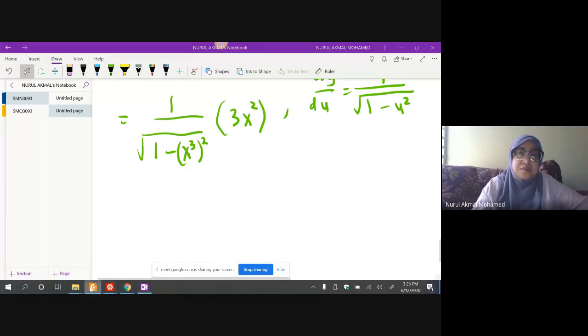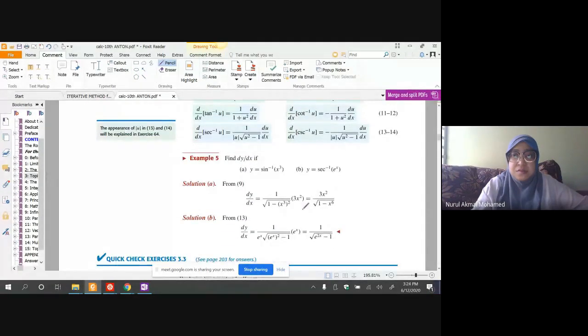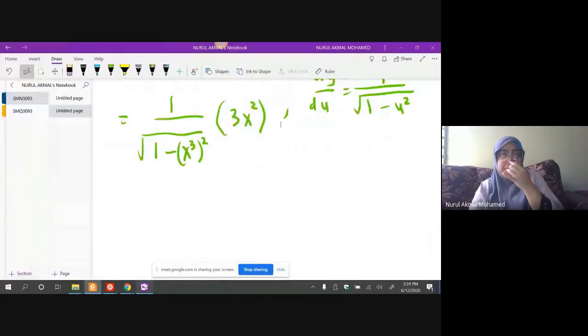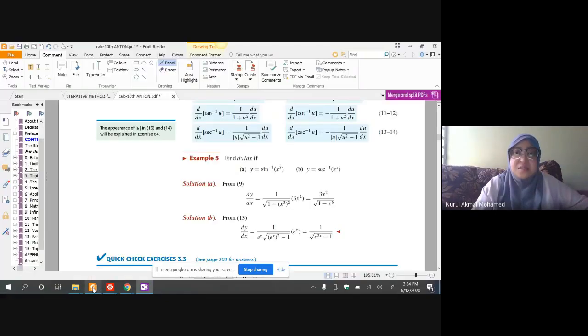So it is square root of 1 minus x to the power of 6, and the numerator is 3x squared. So this is the final answer. Any questions on how to do this? Anyone still do not understand?